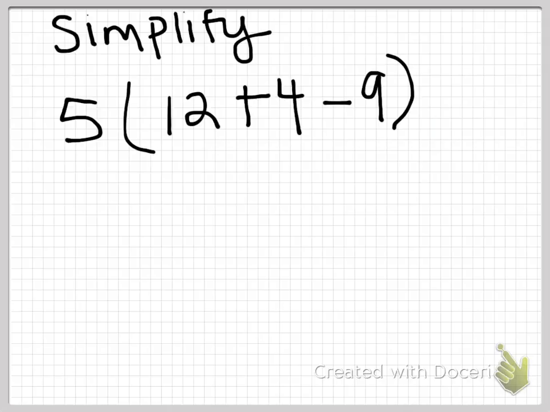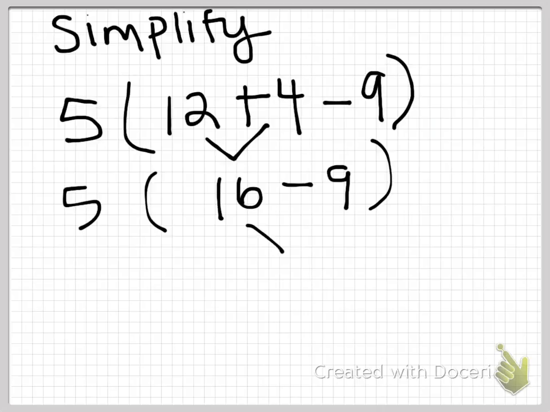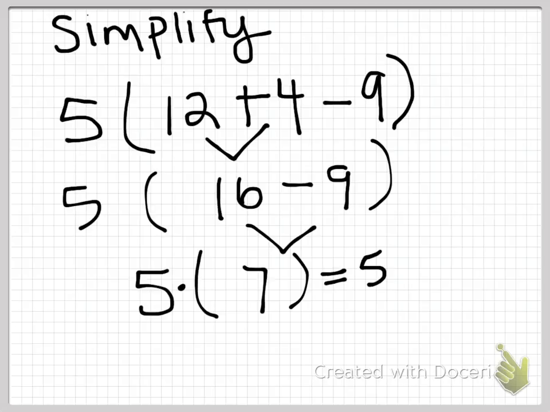Okay, so 12 plus 4 is 16. And then you're going to do 16 minus 9. Well, 16 minus 9 is 7. And then you're left with 5 parentheses 7. Now, the operation that's being done from the 5 and the 7 is multiplication. So you're going to get 5 times 7, which equals 35. Okay?